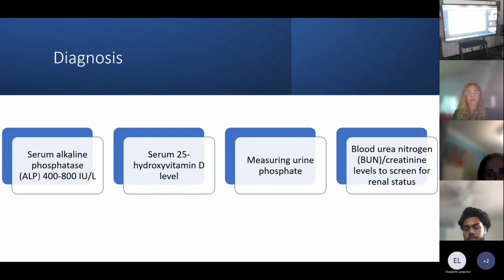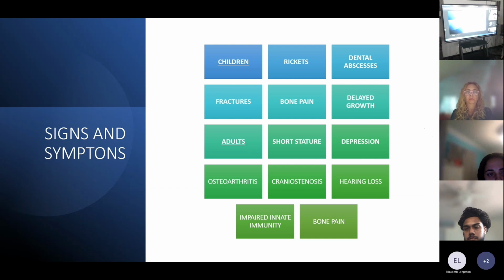I'm going to pass it back over to Marlo for signs and symptoms. Thank you, Jordan, for that analysis. The signs and symptoms, first starting with children: rickets, dental abscesses, fractures, bone pain, delayed growth. In adults: short stature, depression, osteoarthritis, hearing loss, impaired immunity, bone pain, and of course, osteomalacia.